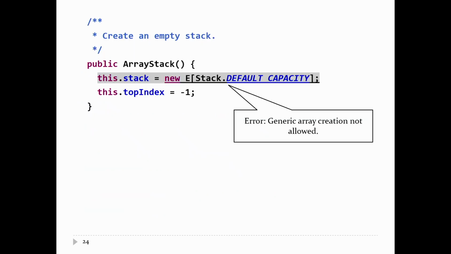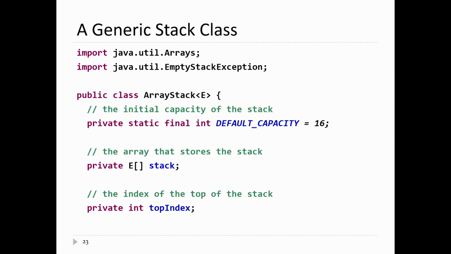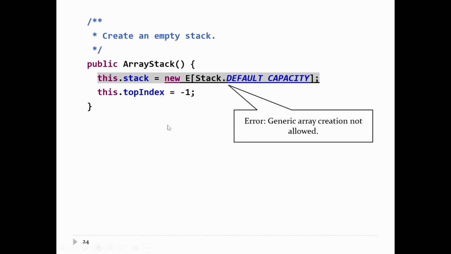Okay, so now in the constructor, I need to make that array. So I need to make a new array of type E. And the way you would think you would do it is you'd write new E and then pass in the size and specify the size of the array. If you try to write that, the compiler flags that as an error. The compiler says, hey, I can't make an array of type E. Now the reason the compiler can't make an array of type E, maybe I shouldn't say it that way.